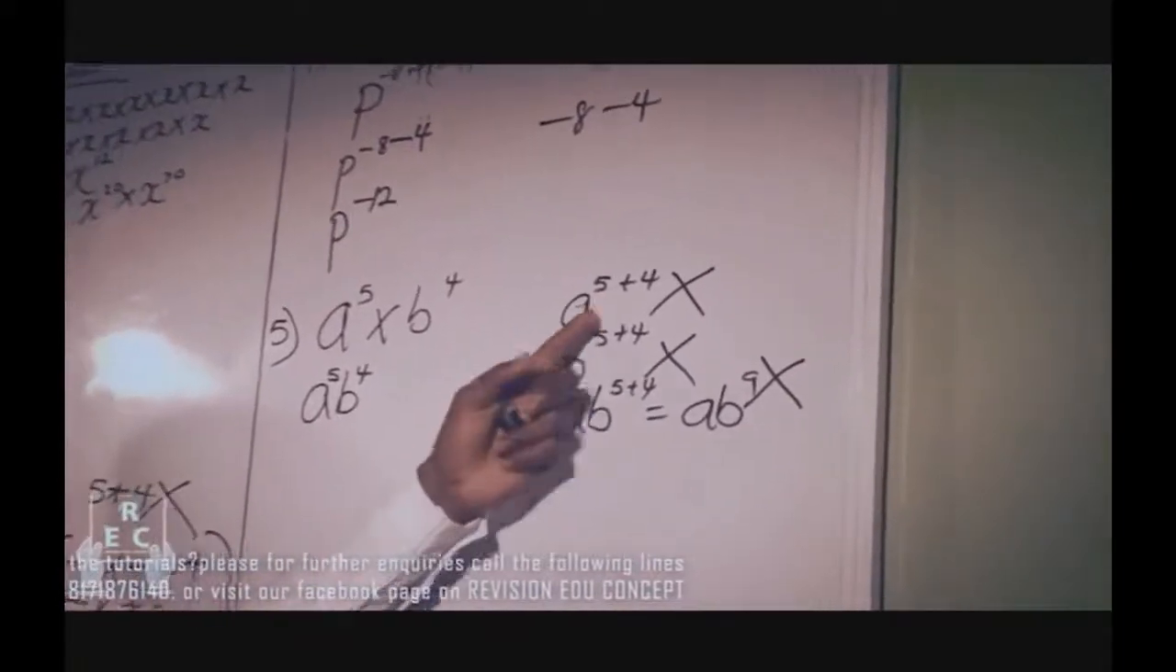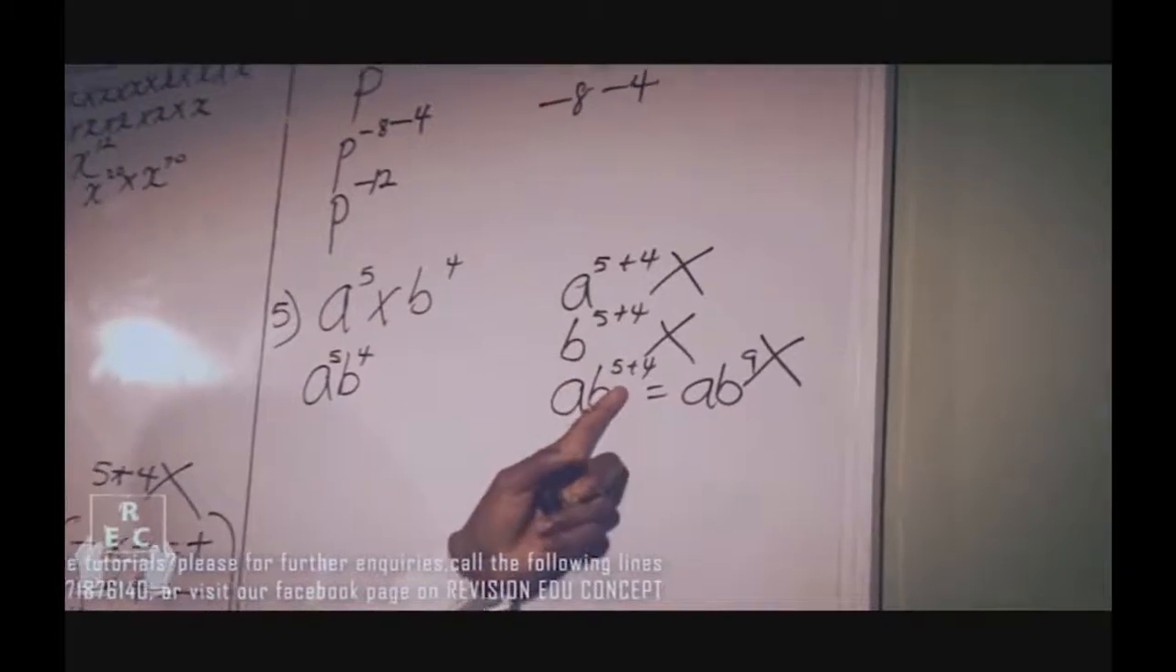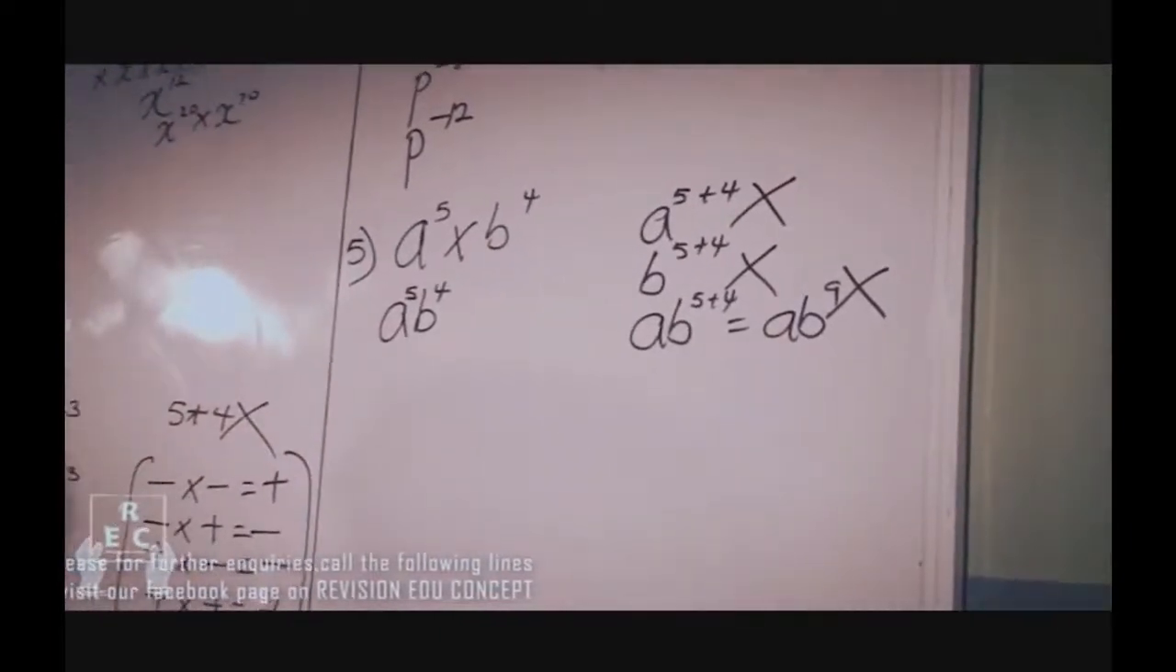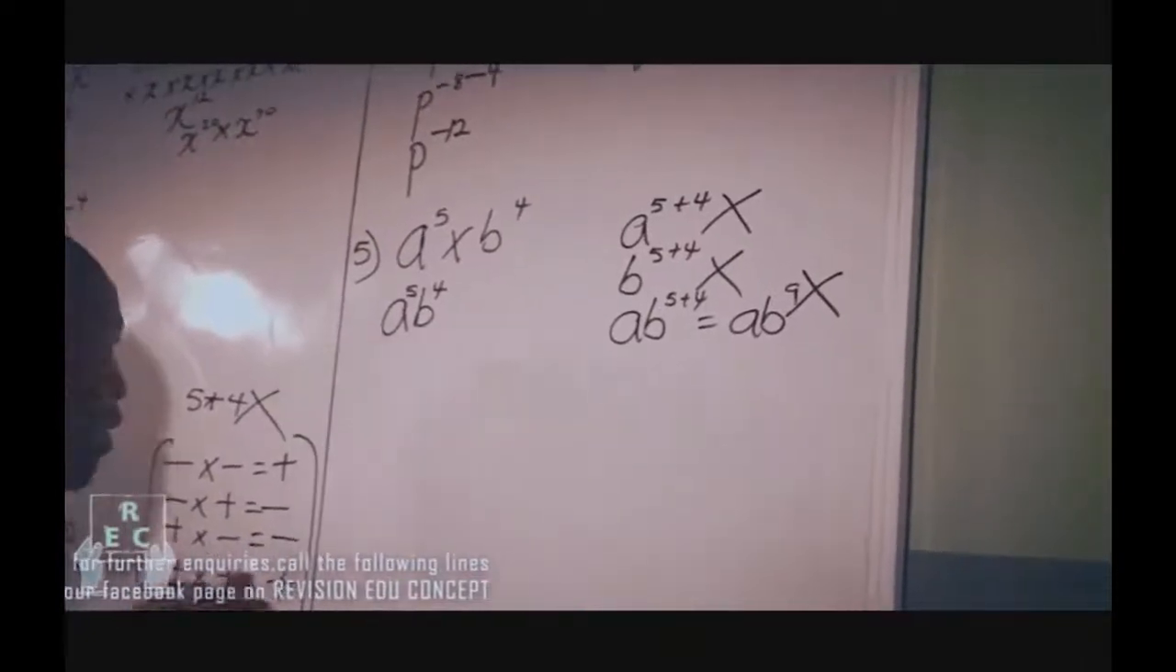So never say this, and never say this. Once they have different bases, give them their powers respectively and let them exist independently. You get that? We will see more when we give you revision questions to solve. Thank you very much as you are following me. Move on to the sixth example.